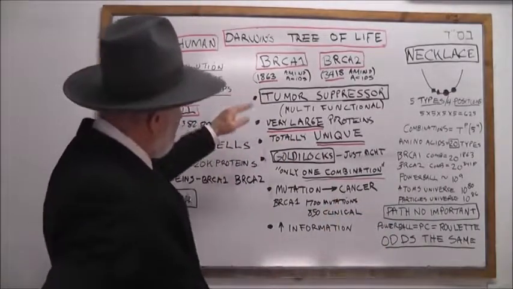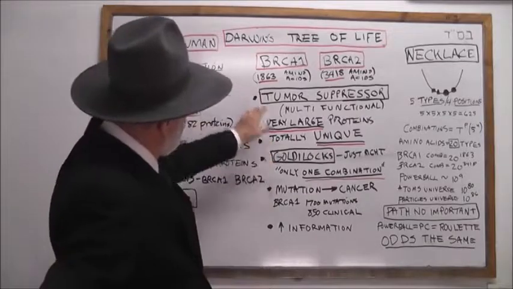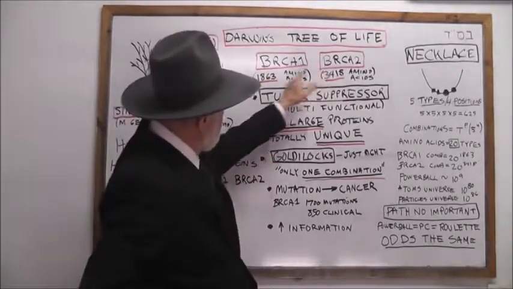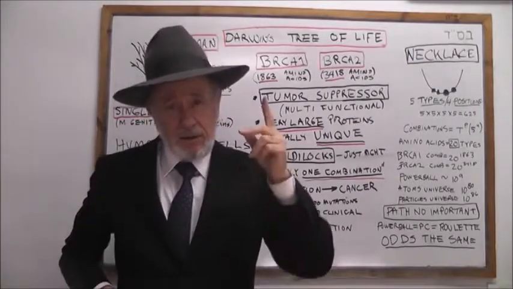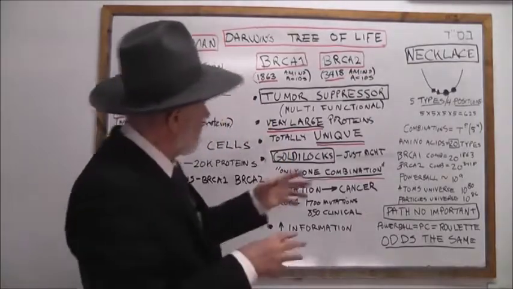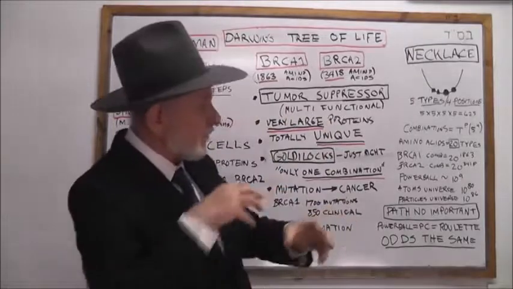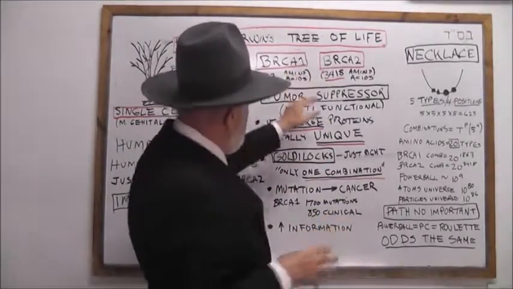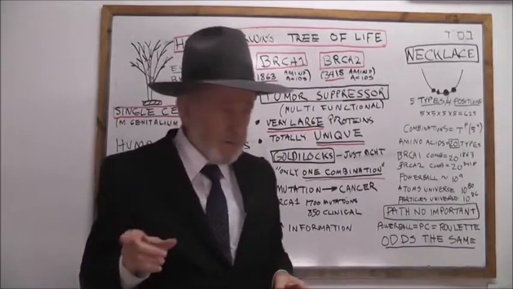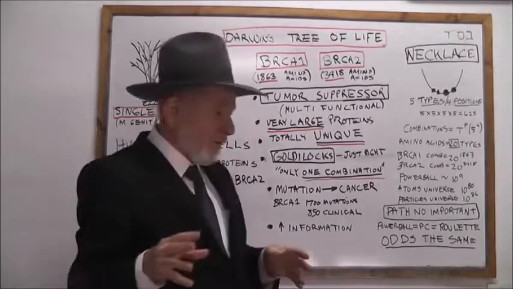These are totally unique, both from each other and also from every other protein in the human cell. You can't just take bits and pieces of different proteins in the cell and produce either one of these. They're totally unique, which is very important. They weren't copies or anything.